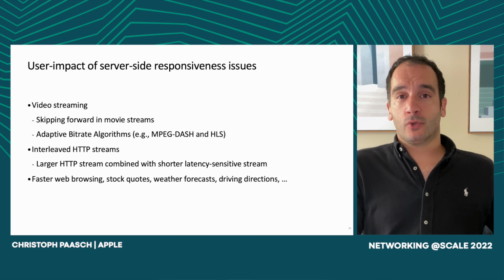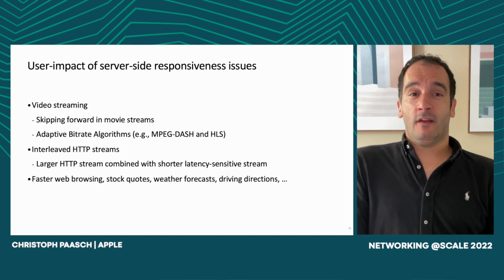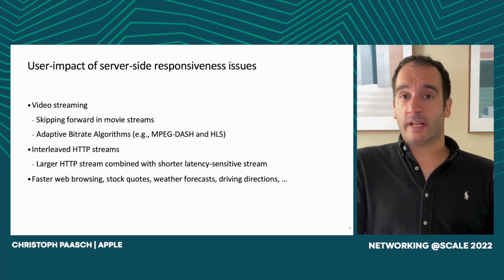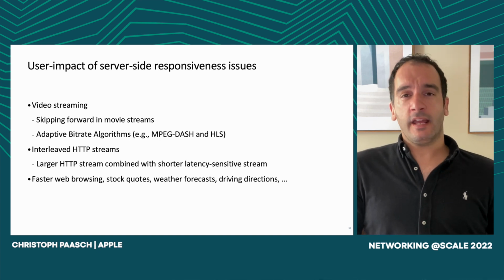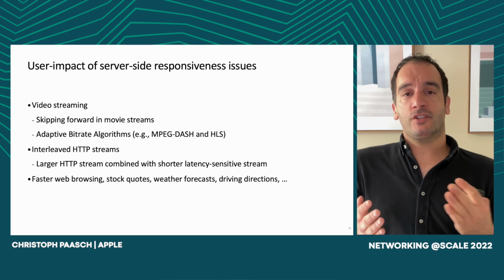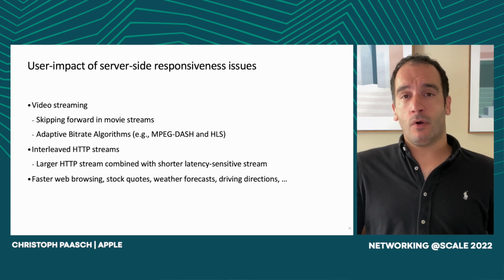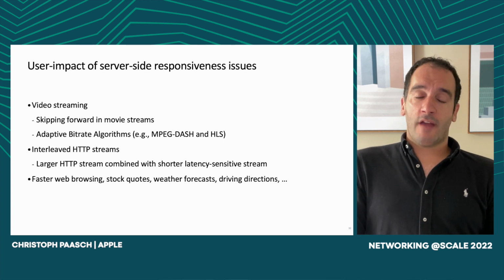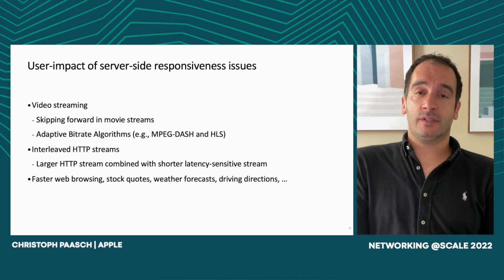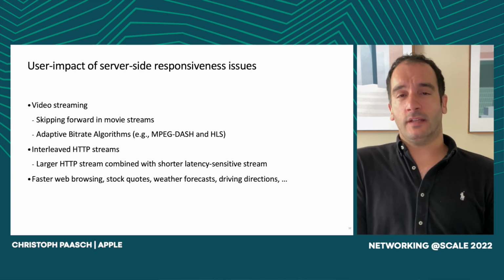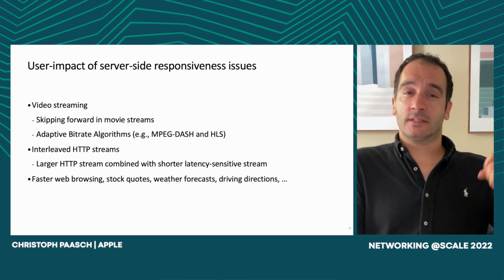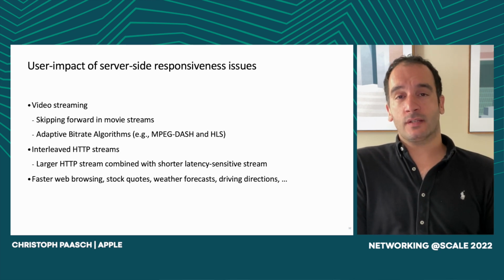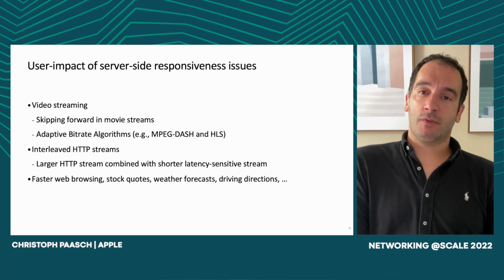As we were working on this, we improved video stall rates by 20% because the adaptive bitrate algorithm was able to react much faster thanks to high responsiveness on the server side. If you have use cases that are interleaving HTTP streams on a single HTTP session, a large data transfer and a small latency-sensitive data transfer, having high responsiveness on the server side will help your use cases. Anything on the internet that uses HTTP2 will benefit from high responsiveness: faster web browsing, stock options, weather forecasts, driving directions. Everything that uses HTTP2 and HTTP3 will benefit.